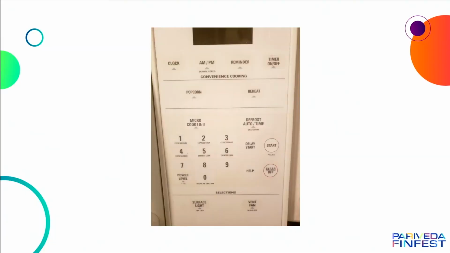Here's one that is one of my friends. Numbers 1 through 6 have express cook, but then above it, you see a label that says micro cook. And apparently there's 2 versions of micro cook. I have no idea what the difference between those are.